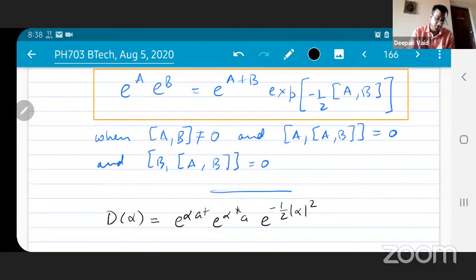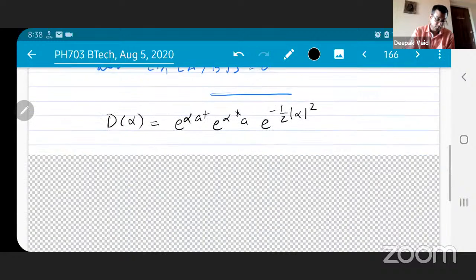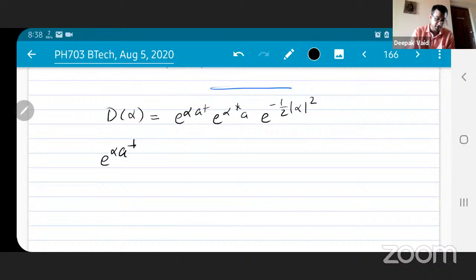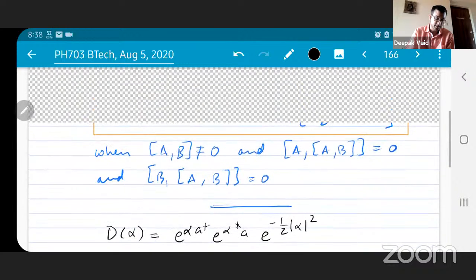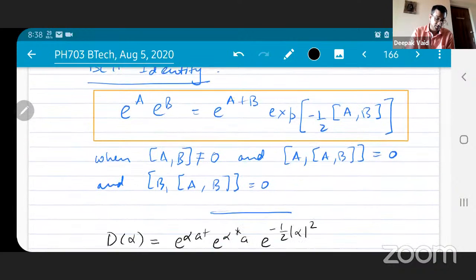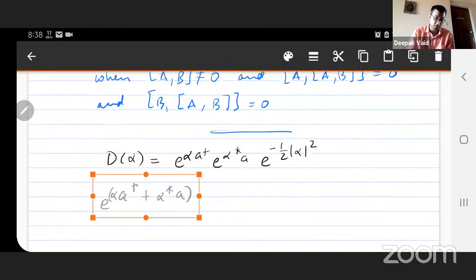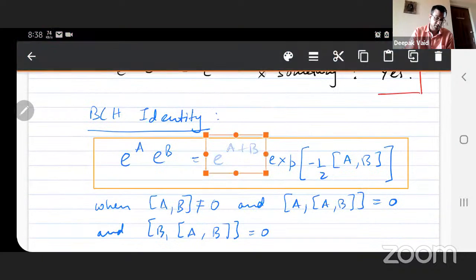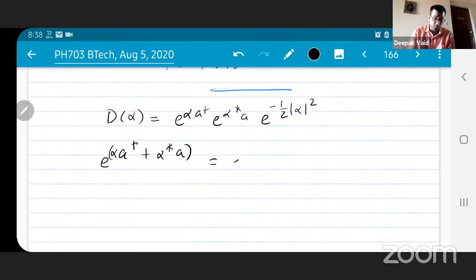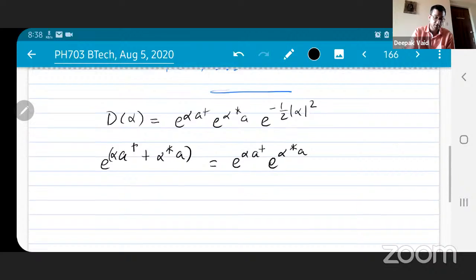So if you write down, using BCH, let's say I write down alpha A dagger plus alpha star A, the exponential of these two, then what is BCH telling me? BCH is telling me that this object, the exponent, is equal to the exponent of alpha A dagger, the exponent of alpha star A, right?